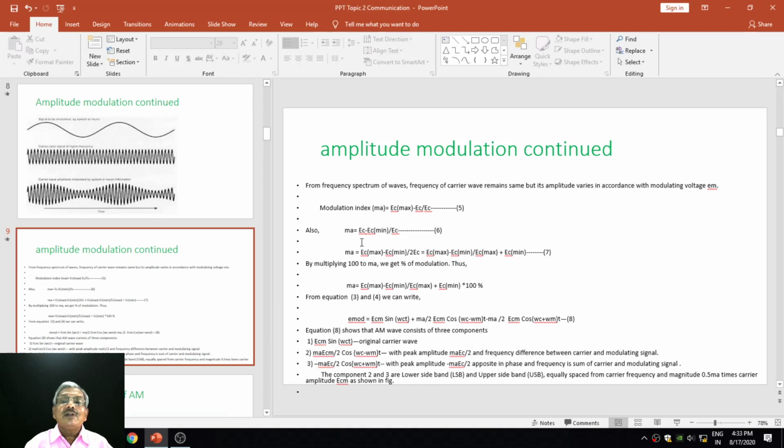Means if you take the difference between the amplitude of the carrier wave at any instant and the minimum amplitude of the carrier wave, and divide it by the instantaneous amplitude of the carrier wave, the resulting equation again gives the modulation index. The modulation index is also given as EC maximum minus EC minimum upon 2 times EC. This is also a valid definition for the modulation index. One can also write it as EC maximum minus EC minimum upon EC maximum plus EC minimum. Thus equation 5, equation 6 and even equation 7 are used to calculate the modulation index.